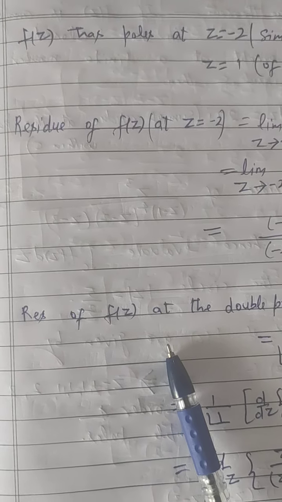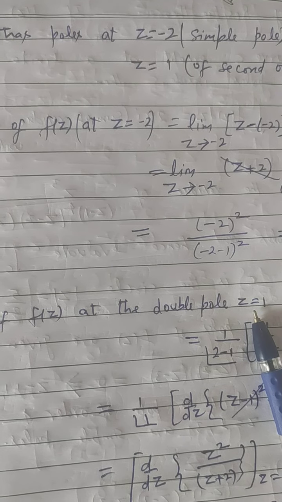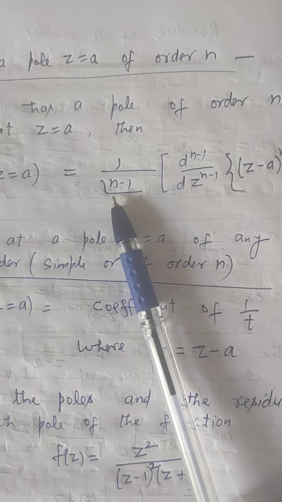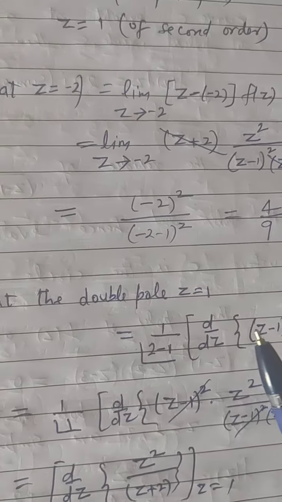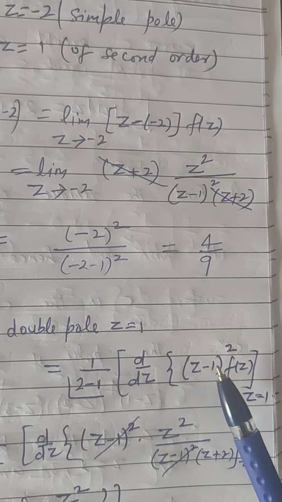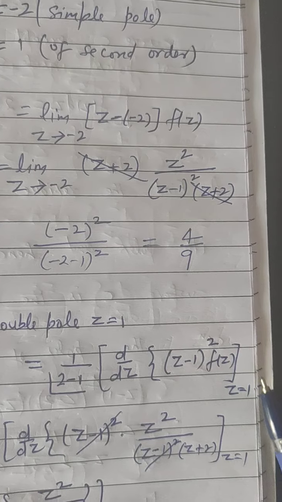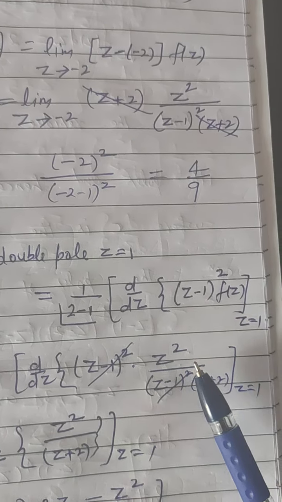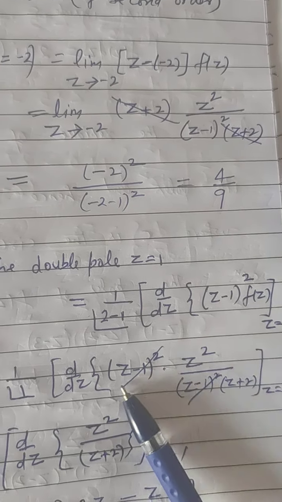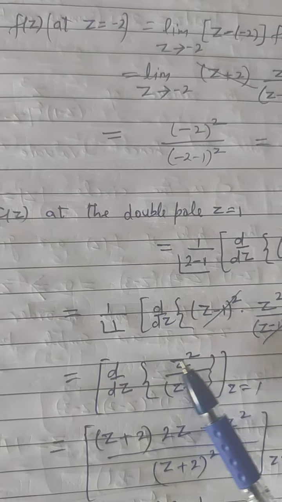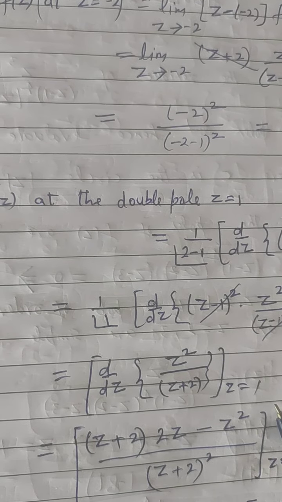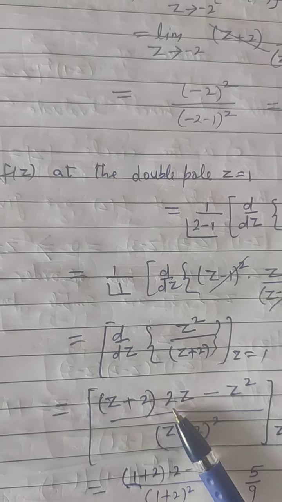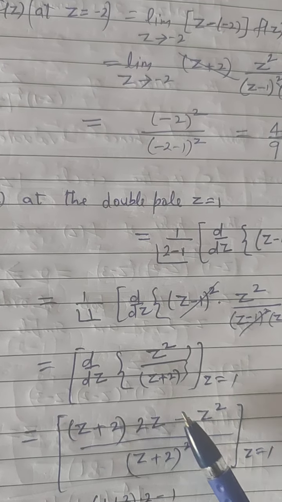Next, residue of f(z) at the double pole z = 1. Earlier we took the formula of order n, put n = 2 here, we get 1 upon (2 - 1) factorial, d by dz of (z - 1) whole square f(z) at z = 1. 1 by factorial 1, d by dz of (z - 1) square times z square upon (z - 1) square (z + 2). (z - 1) square cancels out. Now, d by dz of z square by (z + 2) at z = 1. Differentiating by quotient rule: denominator as it is, differentiation of numerator, minus numerator z square and its differentiation 1.